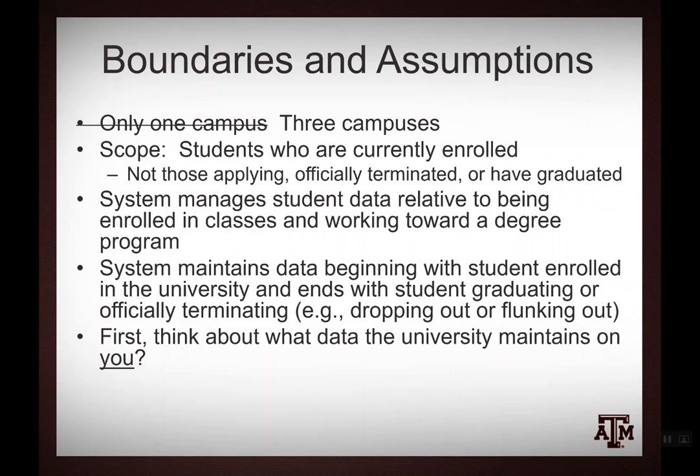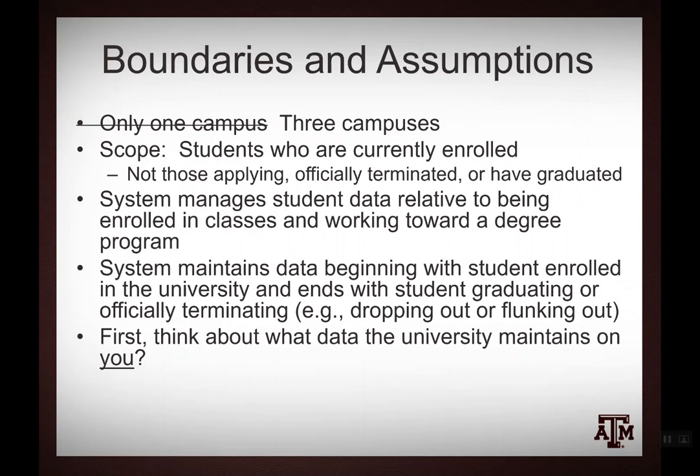Another one to be worried about is how the system manages the student data relative to being enrolled in class and working towards a degree. In other words, I'm saying I want students who are currently enrolled, not those applying, those who have been officially terminated, or those who have graduated. Okay? So I want you to think about the system maintaining data, beginning with the system enrolled at the university. We're not going to worry about the application. And it ends with a student graduating or officially terminating, either dropping out or unfortunately flunking out.